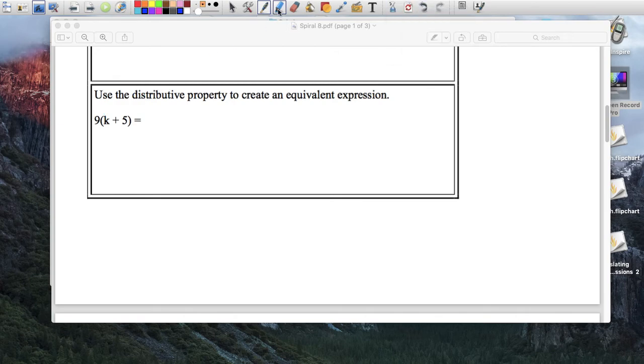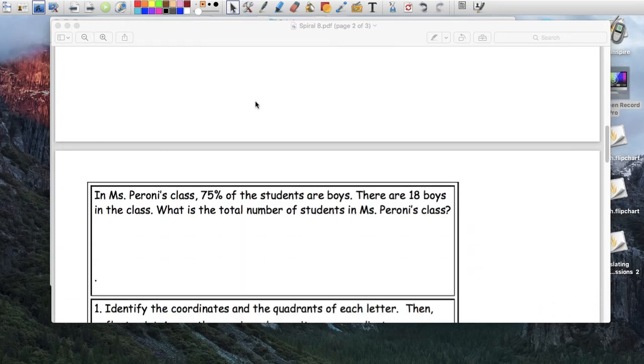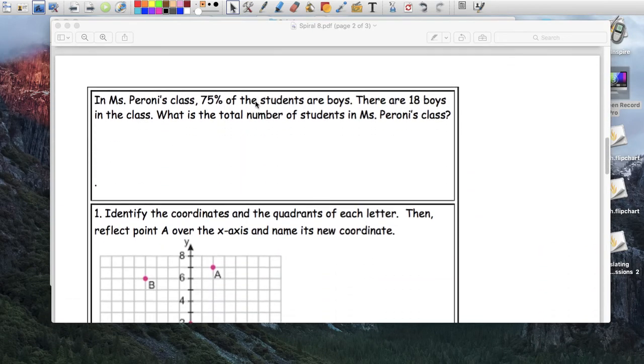That's that. Why do I feel like things are getting easier? In Miss Peroni's class, 75% are boys. There are 18 boys in the class versus the total number of students.